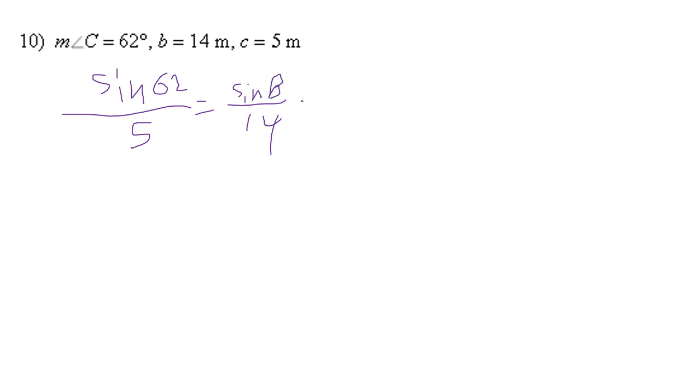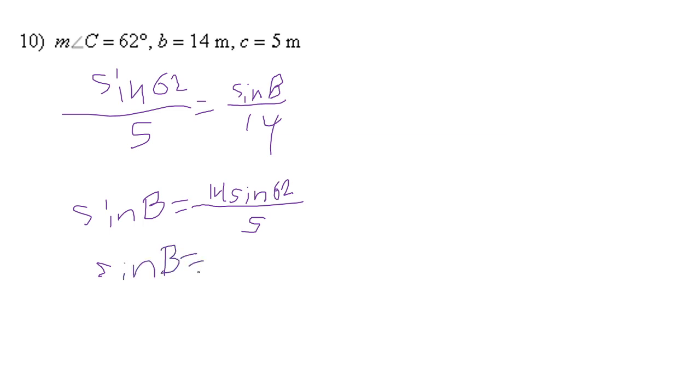All right. So we set up our law of sines just like normal. Then we multiply the 14 on both sides. So now we have sine of b equals 14 sine of 62 all over 5. And we plug that in our calculator: 14 sine of 62 divided by 5. We get that sine of b equals 2.47.